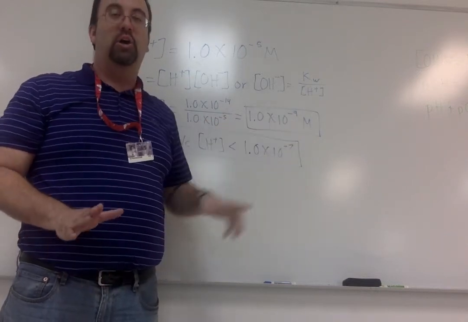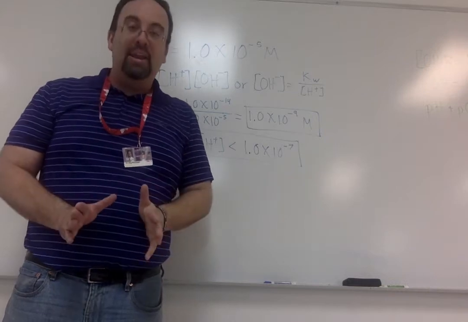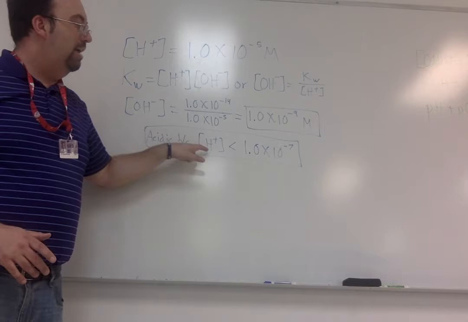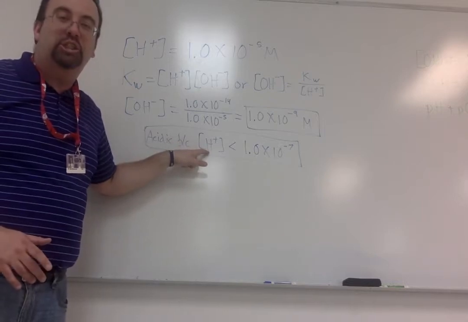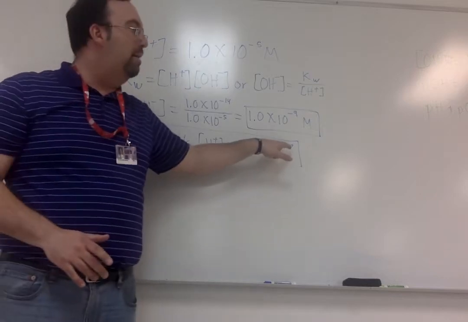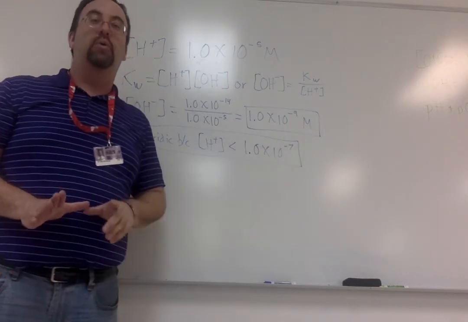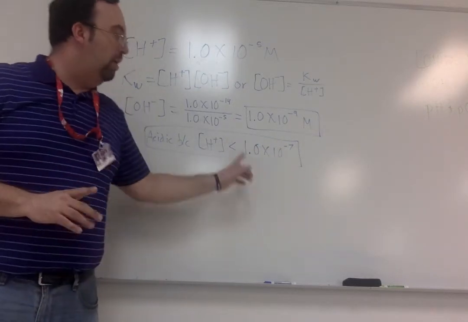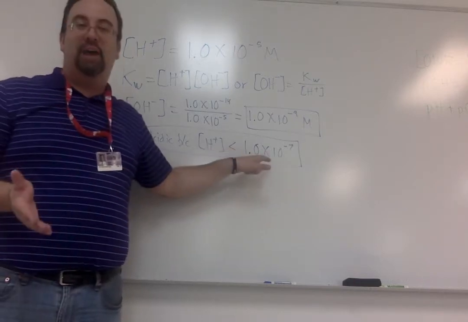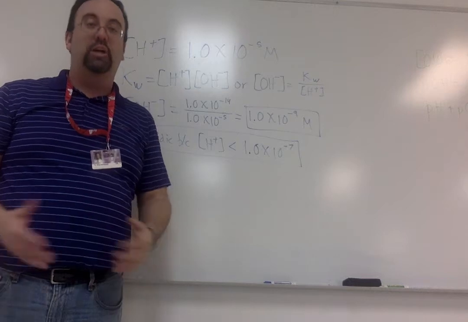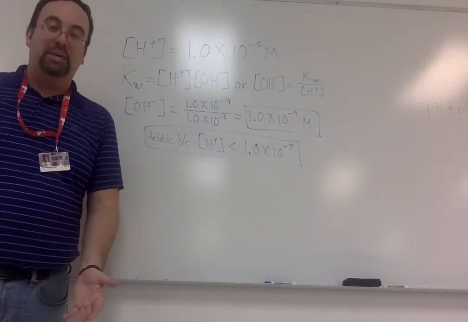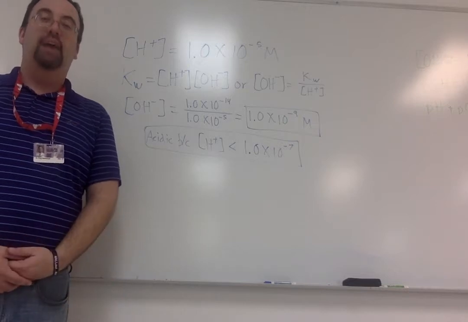And so we know then that this is an acidic solution because the hydrogen ion concentration is greater than 1.0 times 10 to the minus 7. And so if it was less than this value, it would be basic. If it equaled this value, it would therefore be neutral. And so this would be how you would solve a problem like this, where you might see a problem or two like this on the upcoming test.